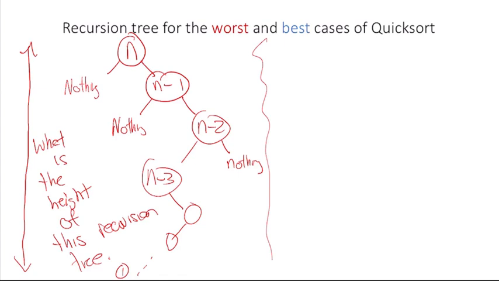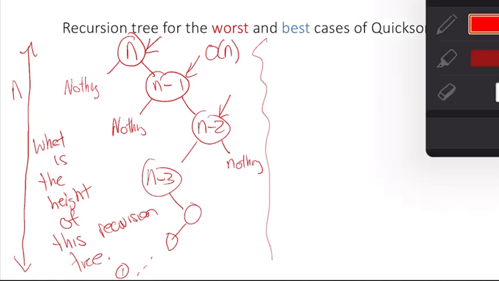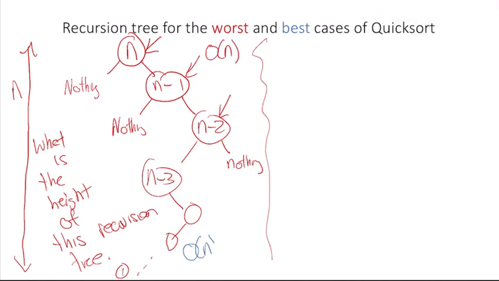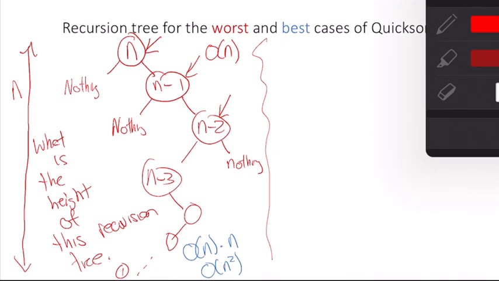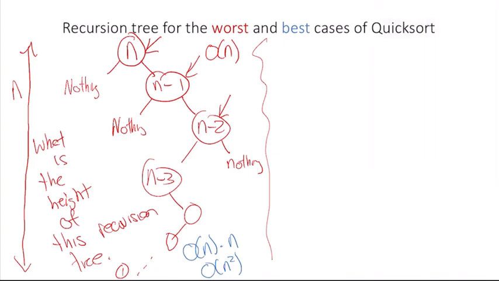Well, the height of this tree would be n. And at each node, we're calling partition, which is big O of n work. So we'll end up with a running time here of big O of n times n, which is n squared. So worst case is an n squared running time of Quicksort. What does it look like in the best case?